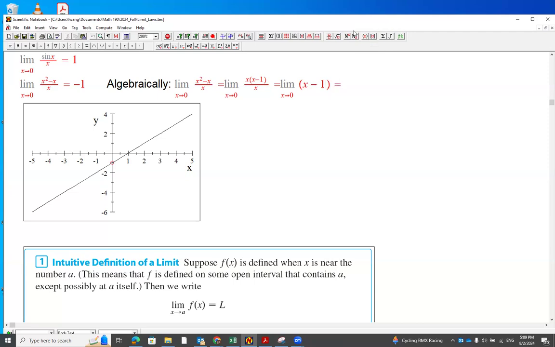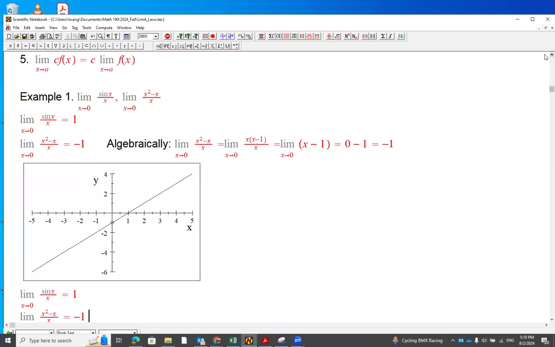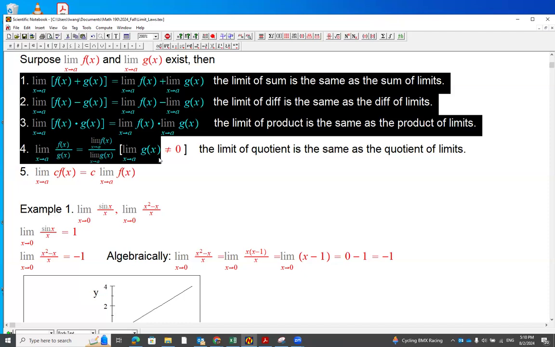And by this time, we can actually plug in. We're going to learn direct substitution in this case. So that's going to be 0 minus 1, equals -1. So by this time, we have demonstrated that both limits exist. This must be confirmed before we can apply all of these limit laws.